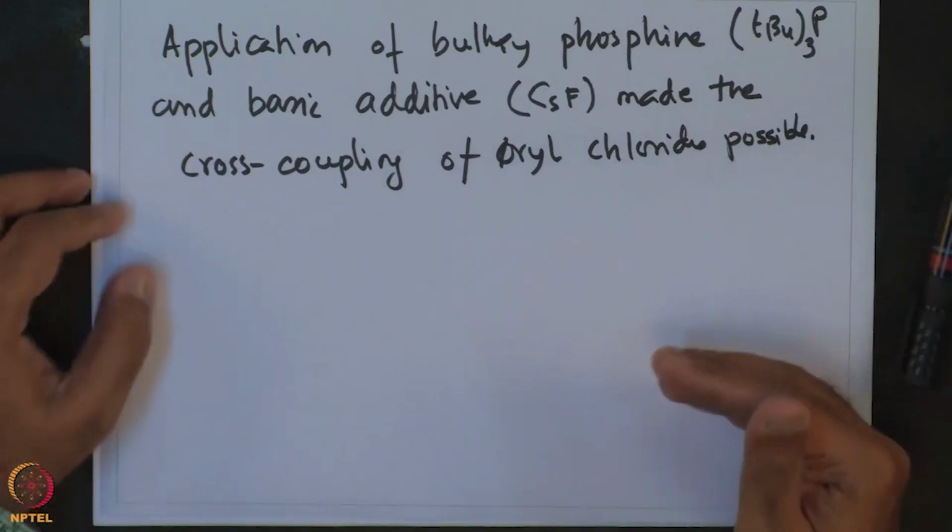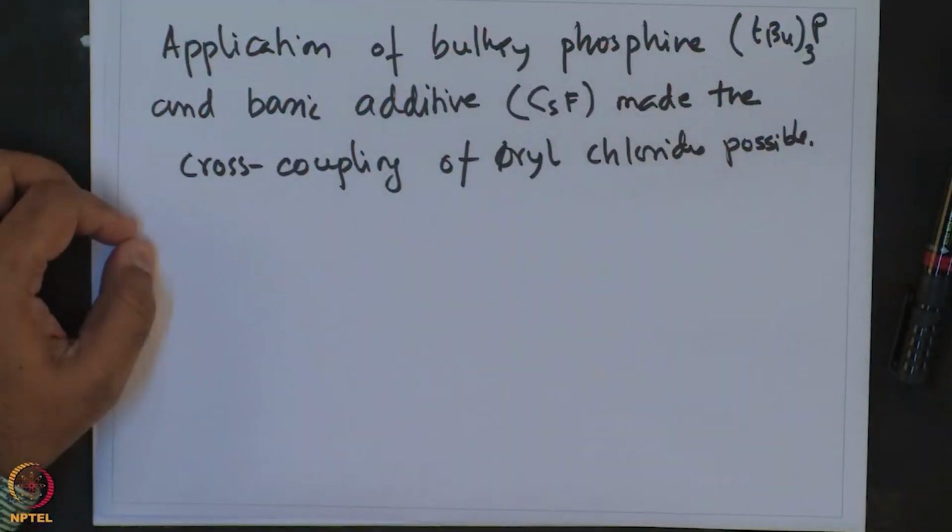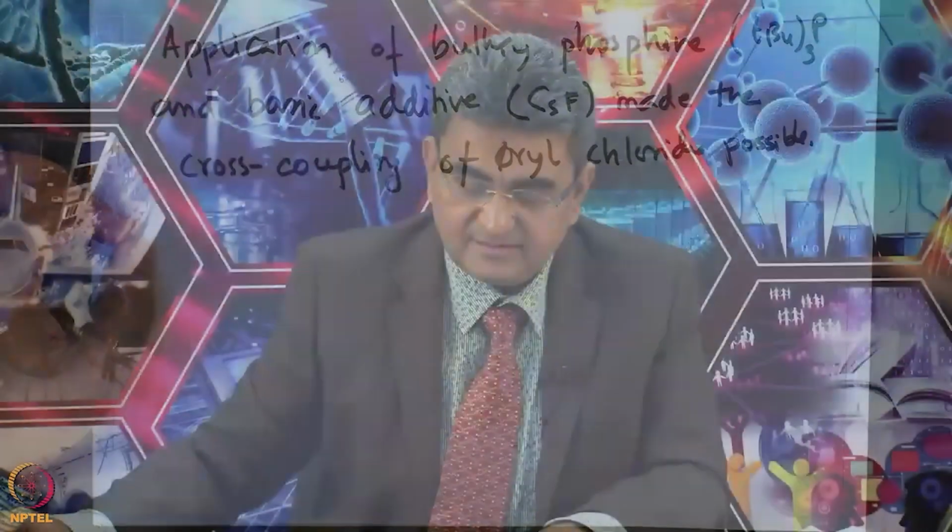This was reported by Professor Gregory Fu, and this is exactly the same logic which was used for performing the room temperature Suzuki coupling of aryl chlorides. Exactly the same logic of using an electron rich bulky phosphine can also be used in performing the Stille coupling of aryl chlorides in a similar way.